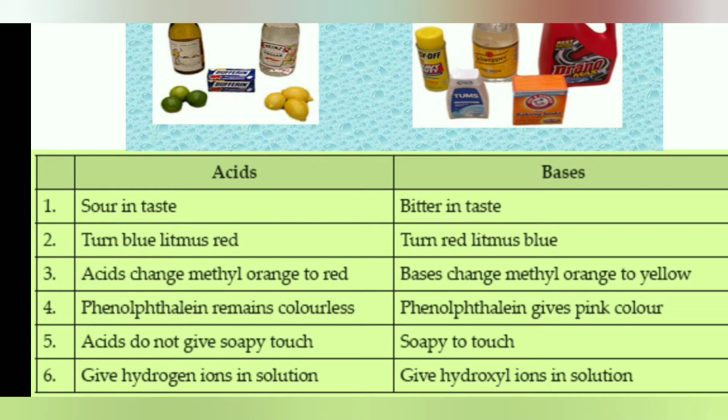Then phenolphthalein remains colorless in acidic condition, whereas phenolphthalein gives pink color in basic solution. Acids do not give a soapy touch, whereas bases are soapy to touch. Acids give hydrogen ions in solution, whereas bases give hydroxyl ions in solution.